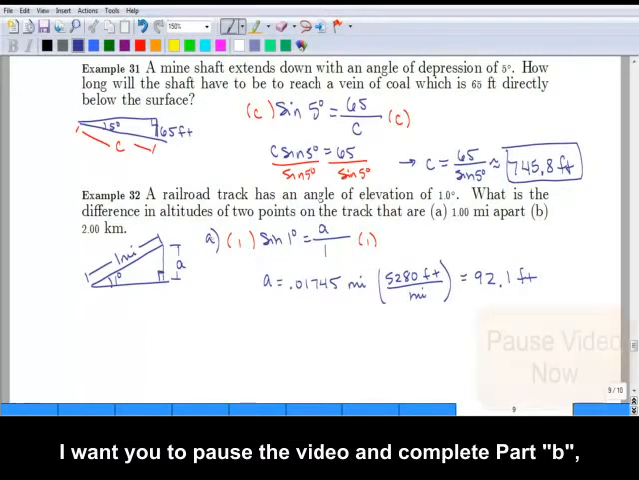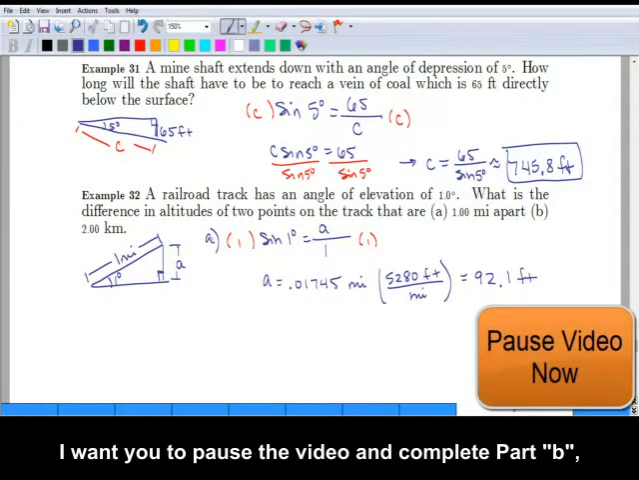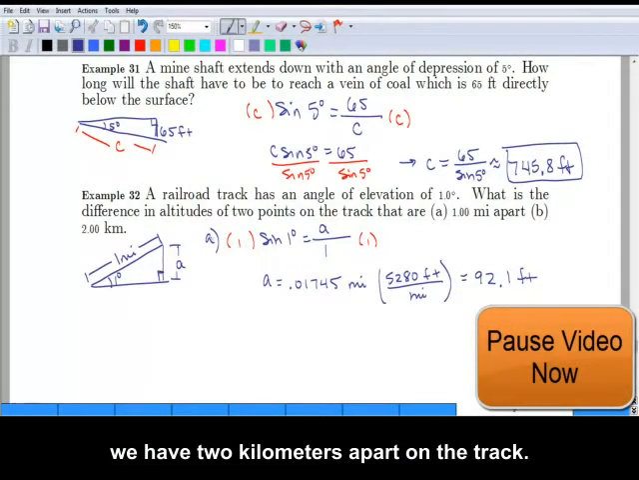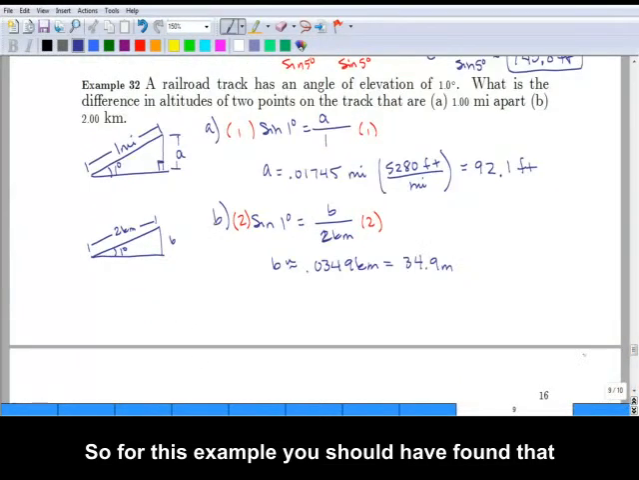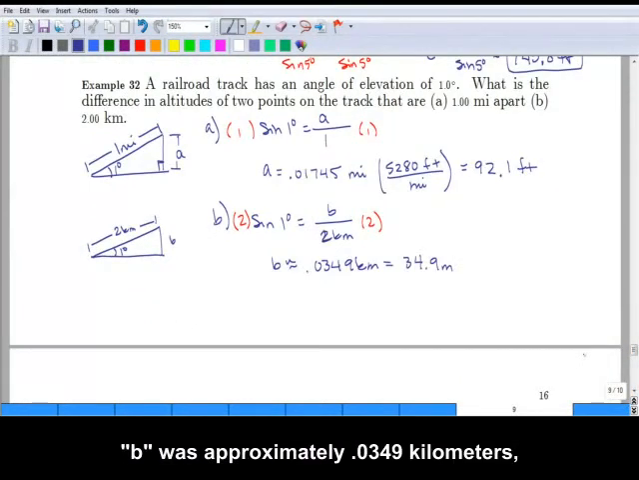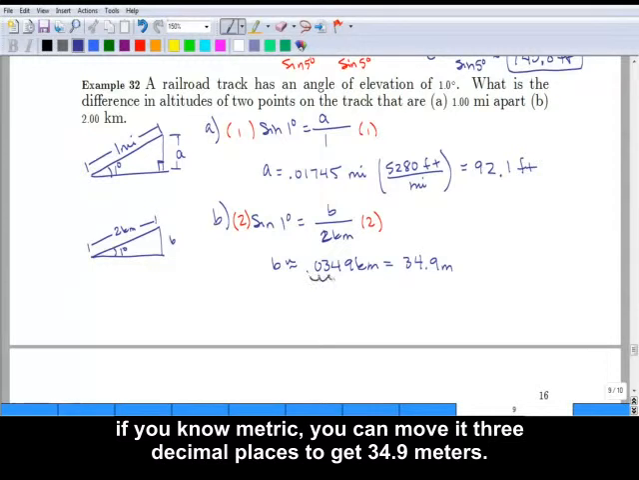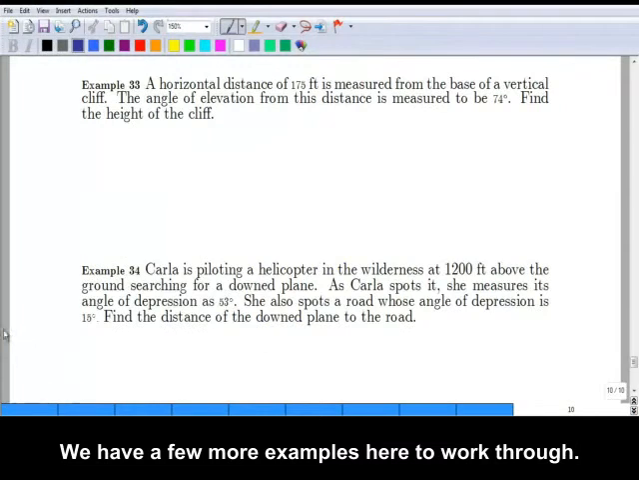I want you to pause the video and complete part B, which asks what happens if instead of 1 mile apart on the track, we have 2 kilometers apart on the track. So for this example, you should have found that B was approximately 0.0349 kilometers, which comes out to be, if you know metric, you can move the decimal place 3 places to get 34.9 meters. We have a few more examples here to work through.